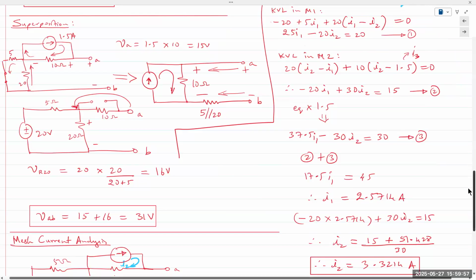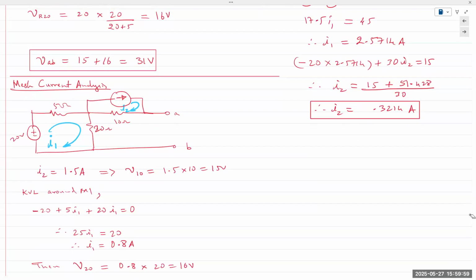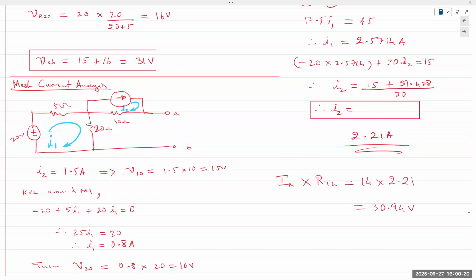Okay, any questions? I'll solve it again, but I'll note it down. This was 2.21 amps. And IN times RTH, which was 14 ohms times 2.21, gave us 30.94 volts, which is approximately equal to VTH.